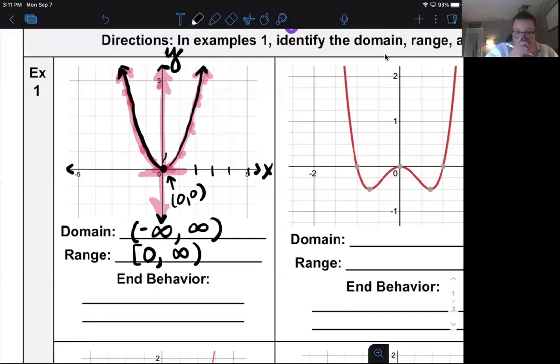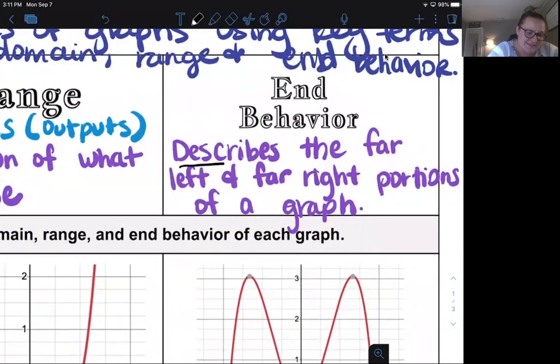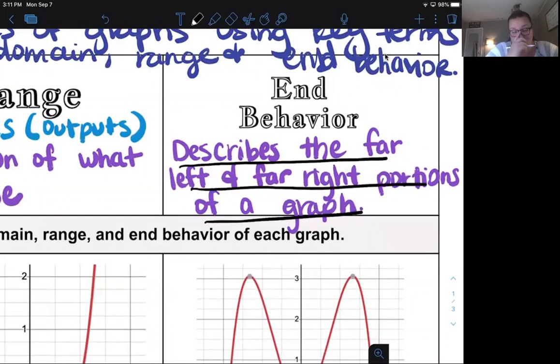Then what about the end behavior? This is what should be new for you guys, describing the end behavior of a graph. Remember that we said the definition of end behavior is that it describes the far left and far right portions of a graph. So to do that, we're going to discuss what happens to the left of the graph and then to the right of the graph.